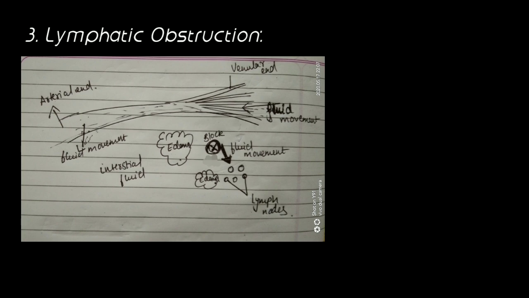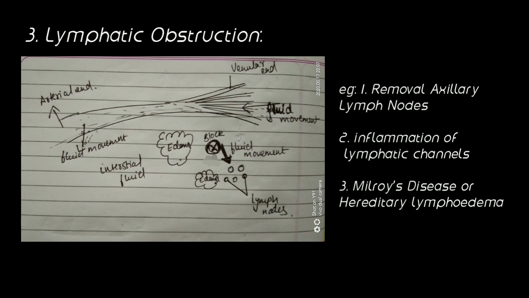Now, next is lymphatic obstruction. There is a very little fluid which escapes through lymphatics, but still obstruction of the tissue fluid through lymphatics causes localized edema or lymphoedema. And examples of these types are removal of axillary lymph nodes, that is in radical mastectomy, inflammation of lymphatic channels, or Milroy's disease or hereditary lymphedema.